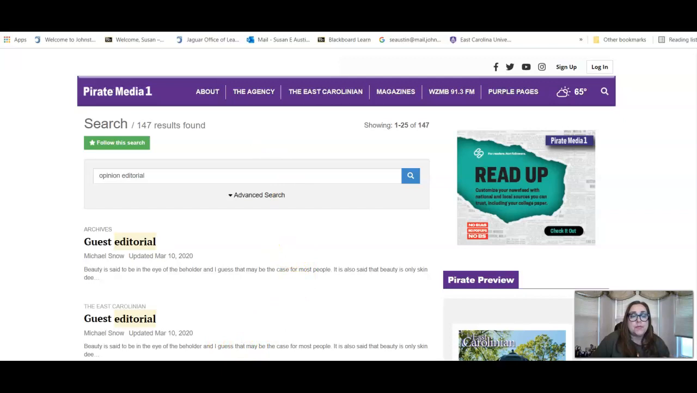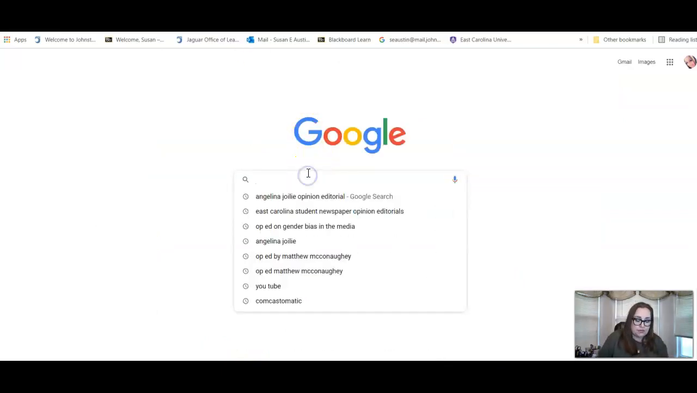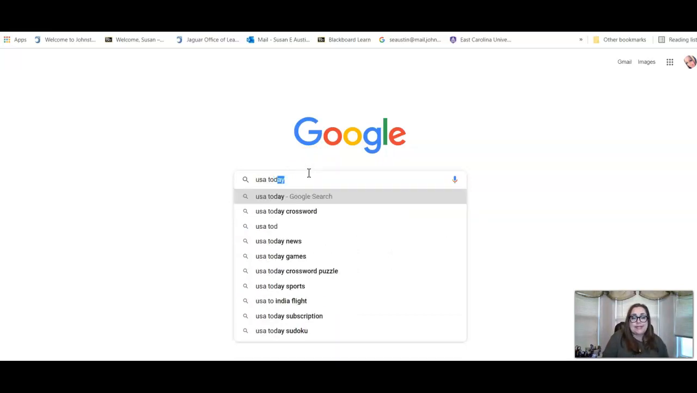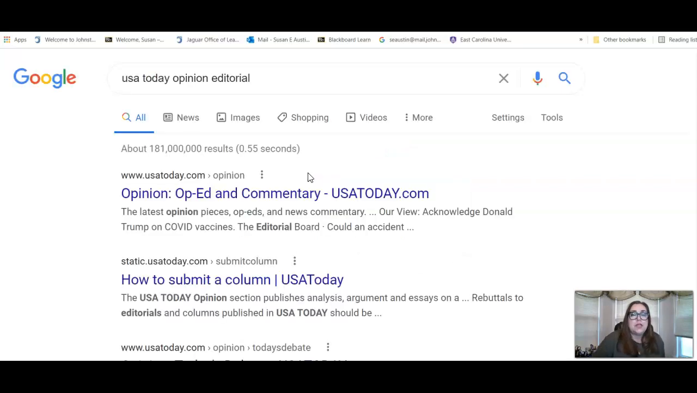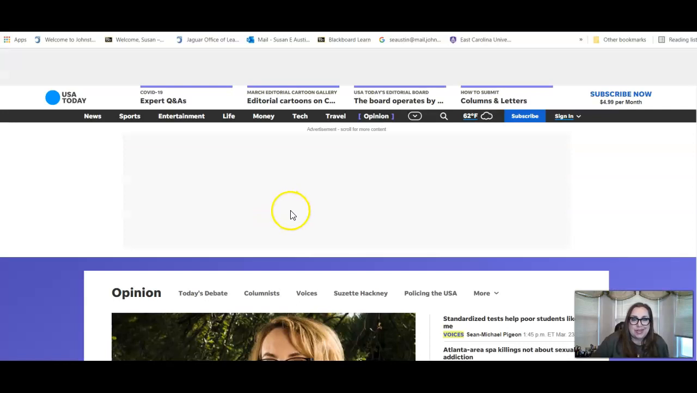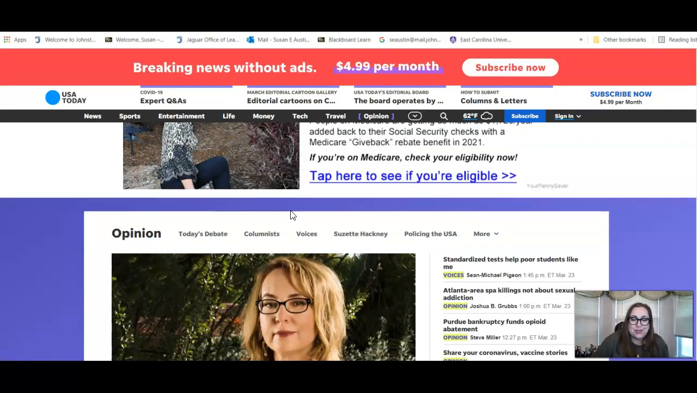And then I wanted to just do another Google search, it'll be faster. USA Today opinion editorial. So there are a lot on USA Today. USA Today is lighter reading. It's not as maybe heavy as the New York Times.